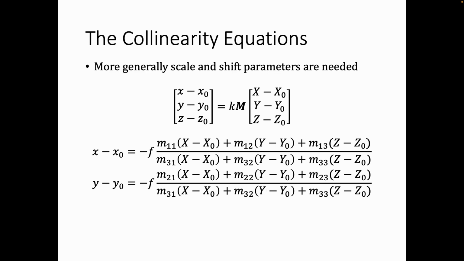And so the collinearity equations, more generally, we need to scale and shift these parameters, because there could be arbitrary scales in the origin points of our ground points. So our ground points might be in a UTM coordinate system, for example, and for our image coordinates, there might be some offset between the perspective center and what our processing software thinks is the origin of those photographs. There might be a scale factor off, and so we have these additional parameters.